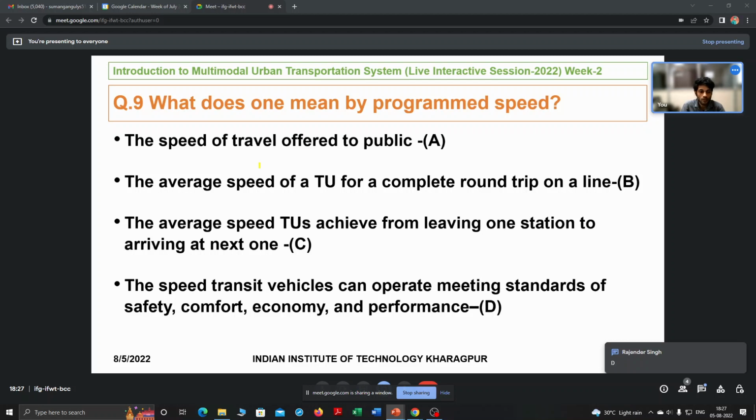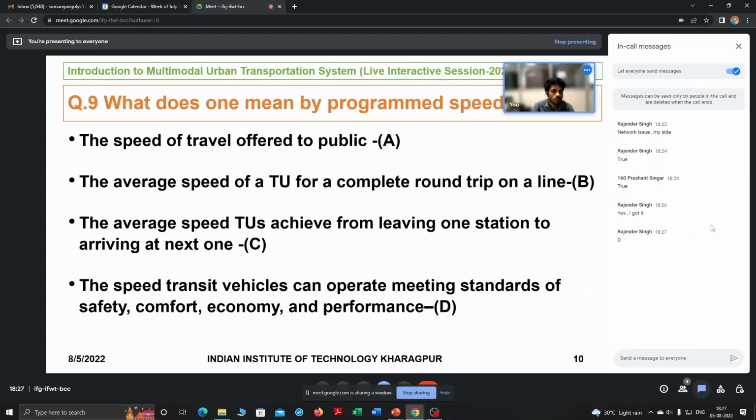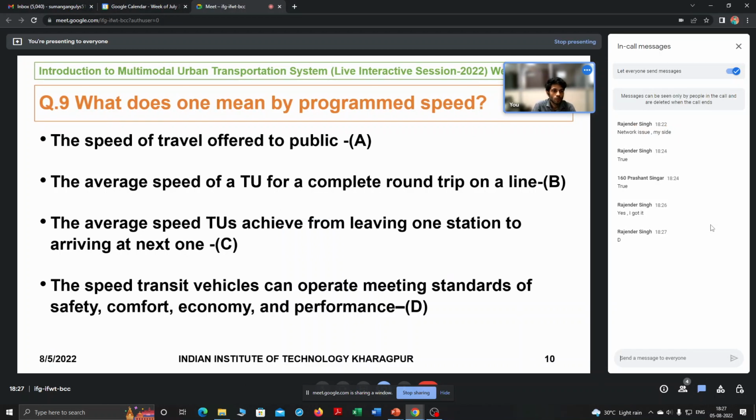D. Okay, Rajendra said D. Prashant, you can also answer. At least you can attempt, like Rajendra. Okay. C. You are saying C. Okay. So there are mixed answers.